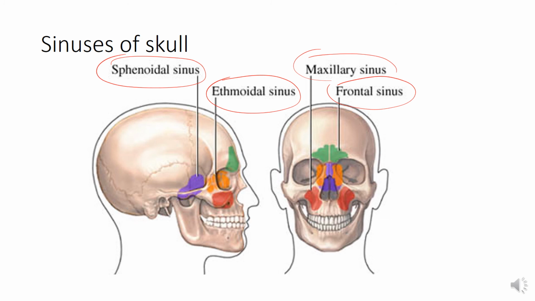Now these sinuses all communicate with the nasal cavity, and they are lined with ciliated mucous membrane, and they give resonance to the voice and reduce the weight of the skull, making it easier to carry.